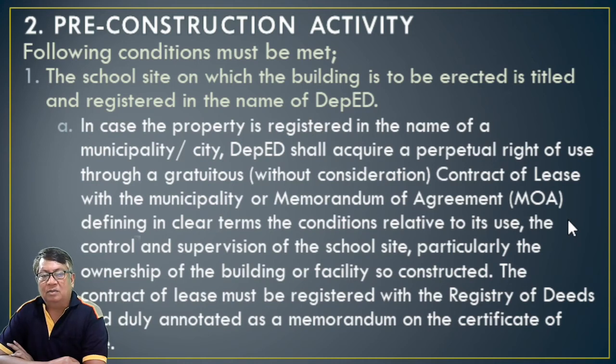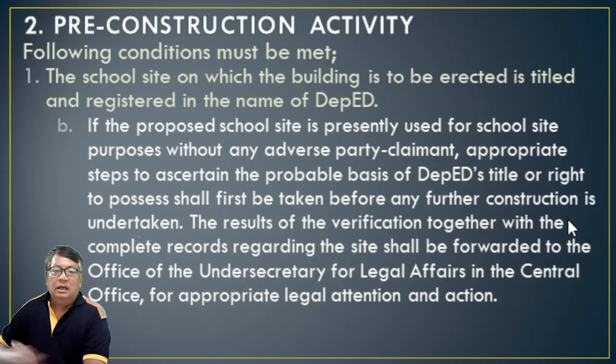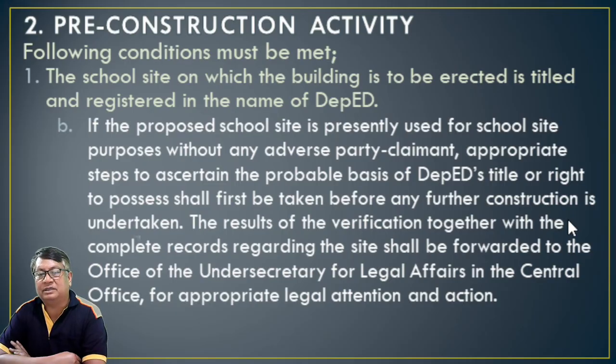The contract of lease must be registered with the Register of Deeds and duly annotated as a memorandum on the certificate of land title. If the proposed school site is presently used for school site purposes without any adverse party claimant, appropriate steps to ascertain the probable basis of DepEd's title or right to possess shall first be taken before any other construction is undertaken.